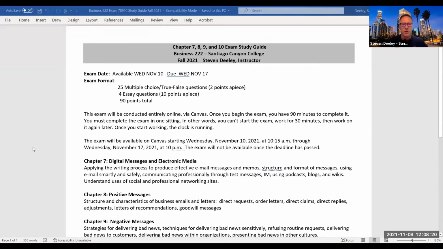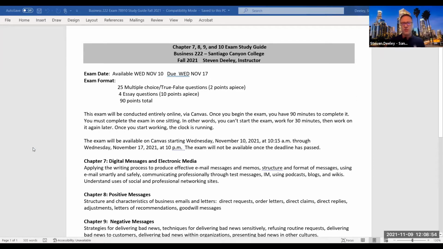So here you go. It's going to cover chapters 7 through 10. It's available on Wednesday, November 10th. It'll be due Wednesday, November 17th. So you've got that week block of time to take the exam. The format is 25 multiple choice, true false, and objective questions. Those are worth 2 points apiece. I've got that broken down: there's 6 of those for each chapter, and one of the chapters has 7 to give you 25.